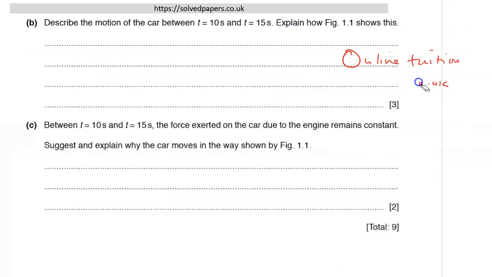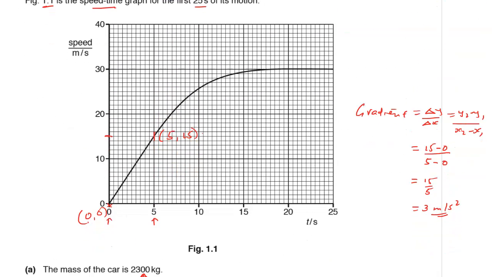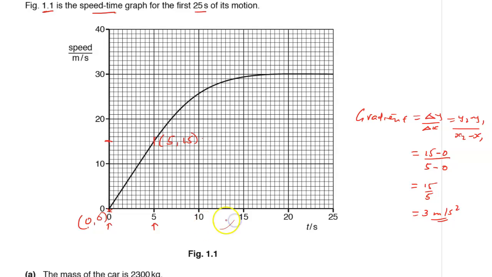Having said that, let's go to question part B. Describe the motion of the car between t is 10 to t is 15 seconds. Explain how Fig 1.1 shows this. Okay, let's go back to the graph. Between 10 and 15. This is 10. This is 15. Let's describe. The question is, describe the motion of the car.